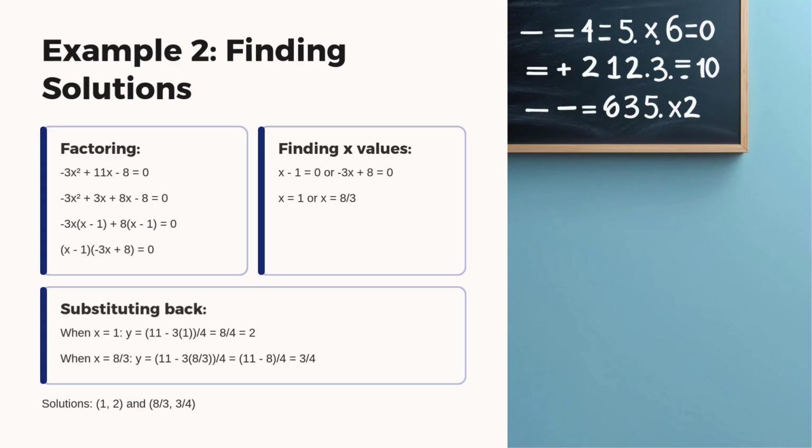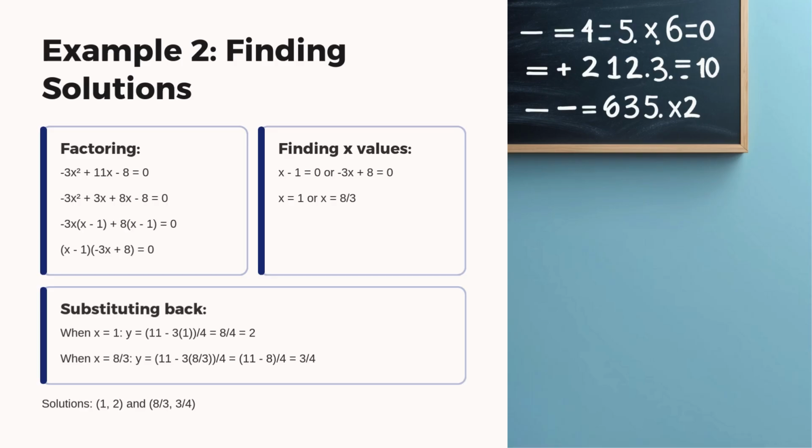Factor by grouping the first two terms and the last two terms. Negative 3x(x - 1) + 8(x - 1) = 0. This is derived by factoring negative 3x from the first pair and factoring 8 from the second pair. Factor out the common binomial factor, x - 1: (x - 1)(-3x + 8) = 0. This is simplified by taking the common factor x - 1 outside the grouped expression.